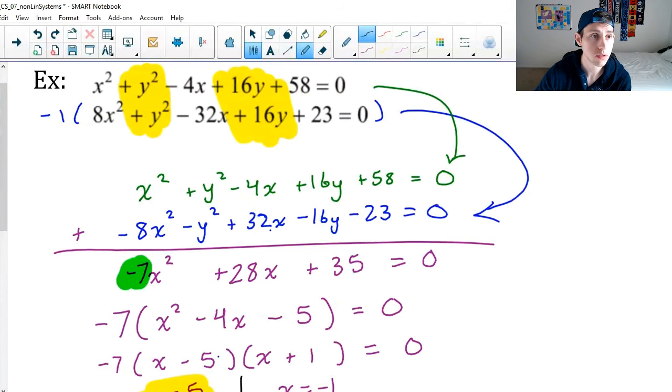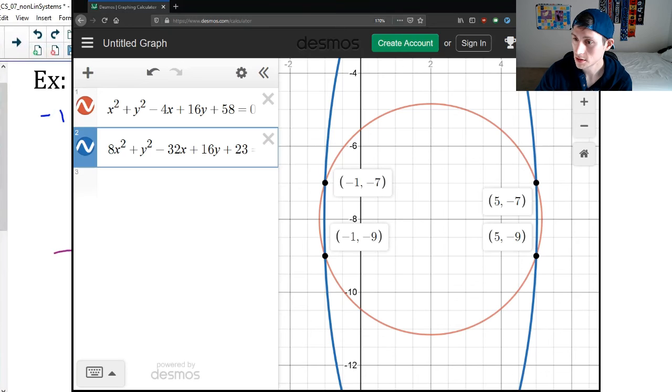Those were our solutions. Oh wait, you can't see it. Let me pull it up. Desmos. Okay. So there you go. There's the graph of those 2 conic sections, an ellipse and a circle, and the points where they intersect are exactly what we found algebraically. So that's all we're really doing, is finding where these things intersect with one another, if you want to think about it in a visual sense.